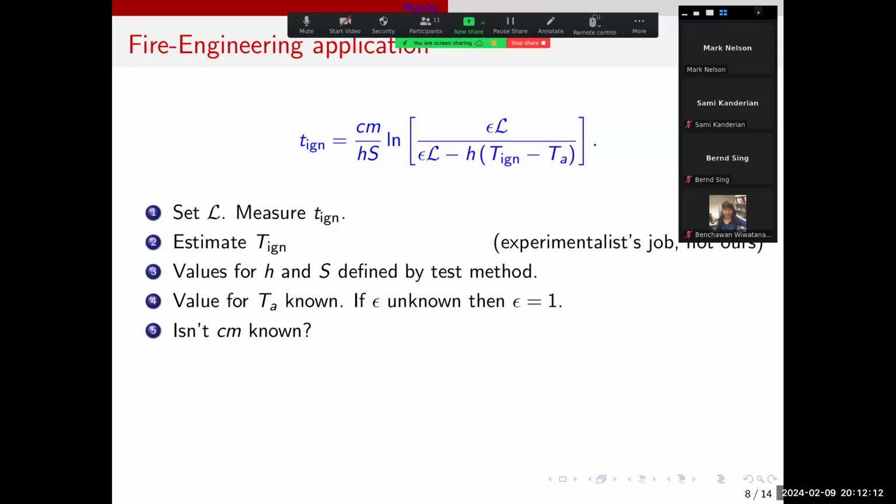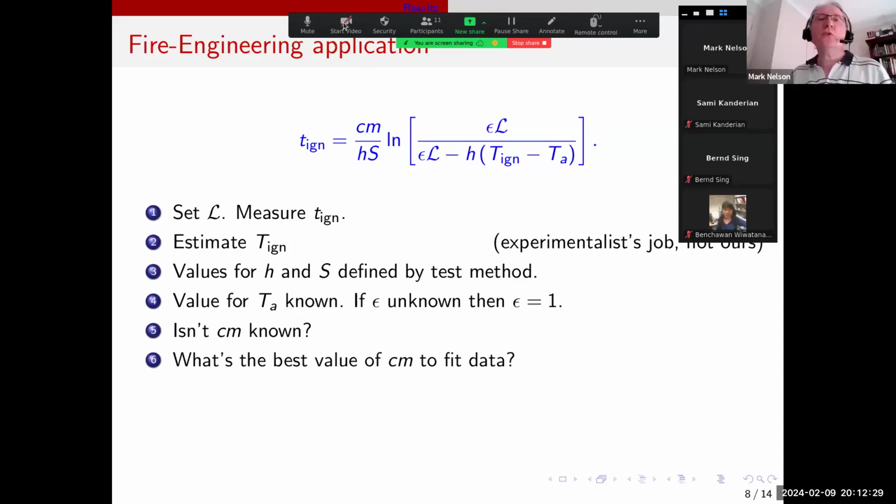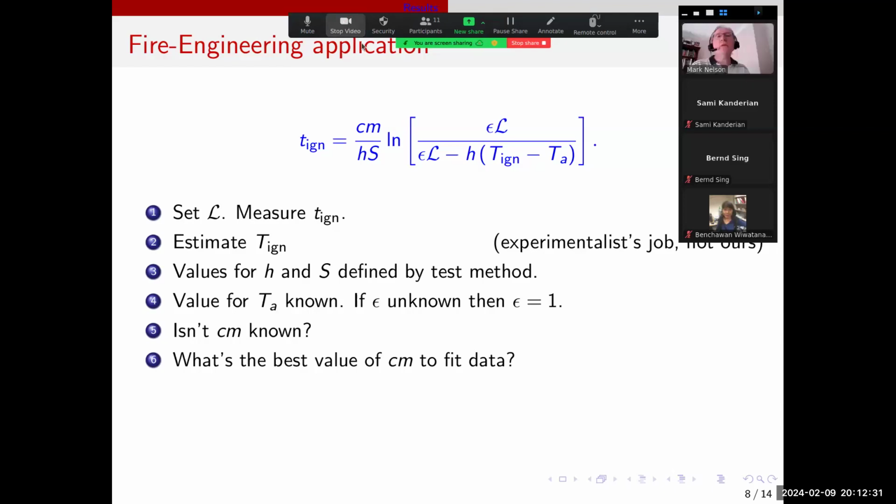As an aside, fire engineers are also interested in what happens after it's ignited. But our model's not to do with that. Our model's only to do with what happens up until it ignites. So yeah, the real question is, what's the value for the heat capacity that best fits the data? So that's what we want to estimate.